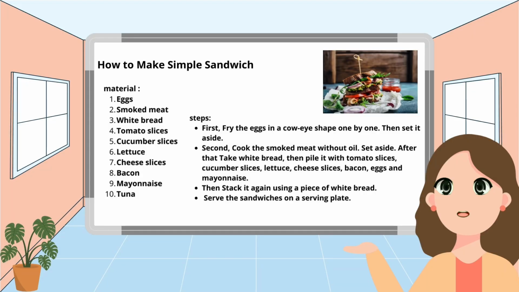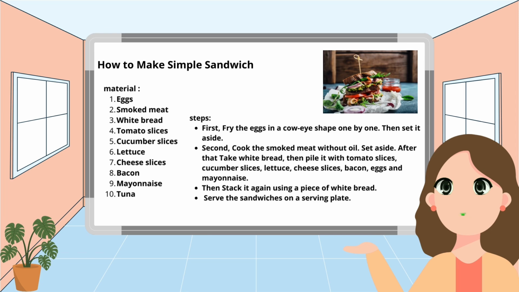Example of procedure text. Today, I want to tell you how to make a simple egg sandwich for your breakfast. First of all, prepare the ingredients such as 6 to 8 slices of white bread, you can use bread with or without crust. Half a tomato, sliced. Half a cucumber, sliced. Lettuce to taste. 2 to 4 slices of cheese. 2 to 4 pieces of bacon. 2 eggs. Enough cooking oil to fry the eggs. Mayonnaise to taste. Let's start to make this sandwich.